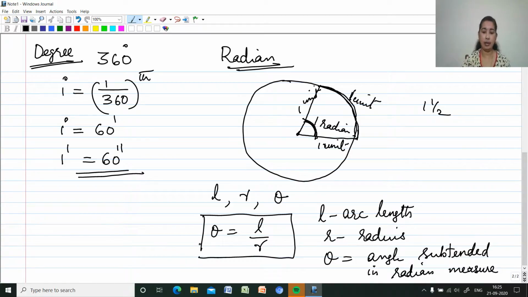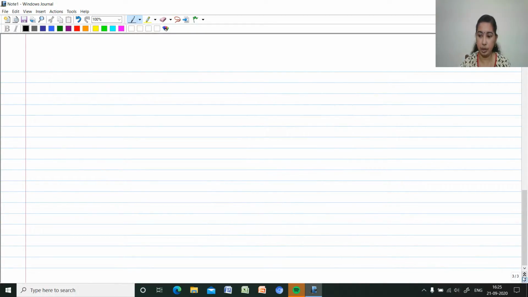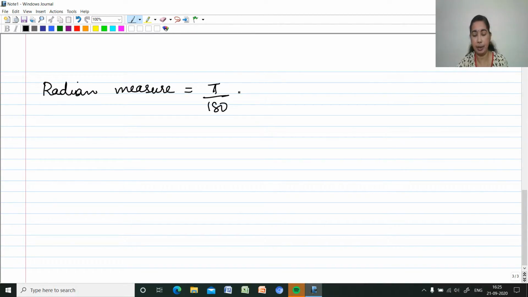Okay, now we'll see what is the relation between radian measure and degree measure, and how to convert radian measure to degree measure or degree measure to radian measure. In order to convert degree measure to radian measure, we have to multiply by pi by 180. So pi by 180 into degree measure gives radian measure.